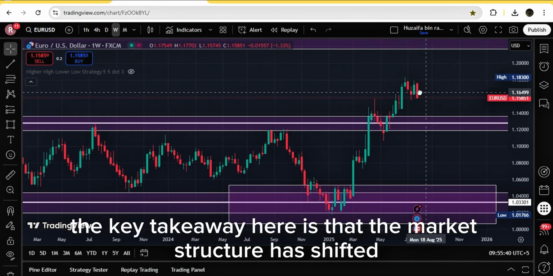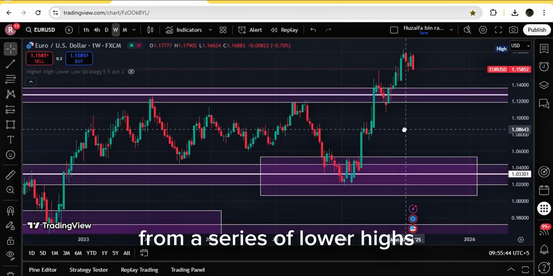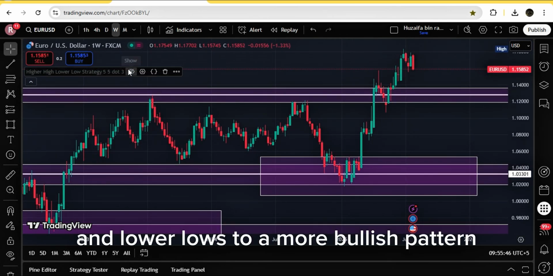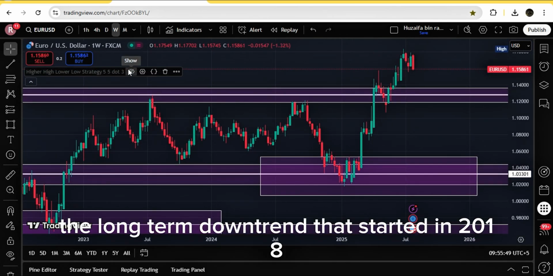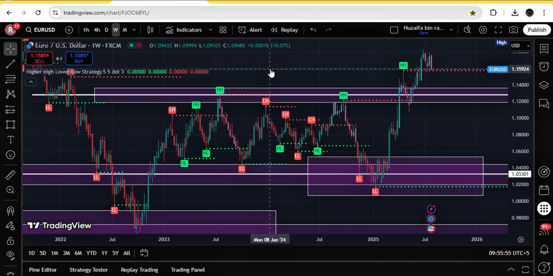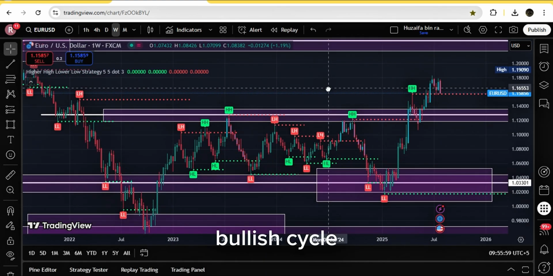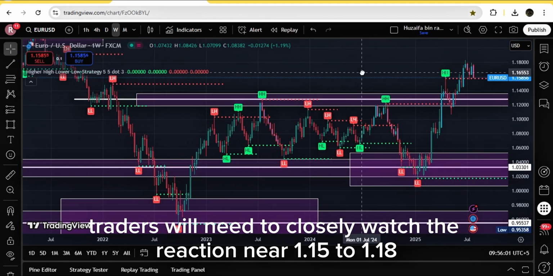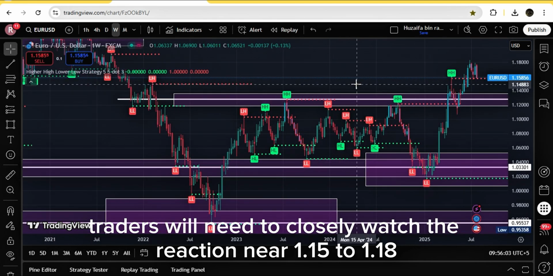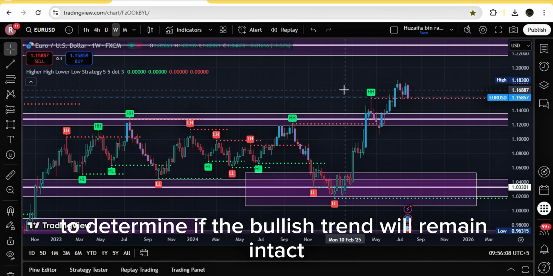The key takeaway here is that the market structure has shifted from a series of lower highs and lower lows to a more bullish pattern. The long-term downtrend that started in 2018 seems to have found a bottom near 0.95, and the current breakout could be the beginning of a larger bullish cycle. Traders will need to closely watch the reaction near 1.15 to 1.18 to determine if the bullish trend will remain intact.